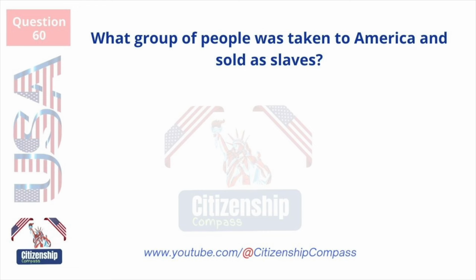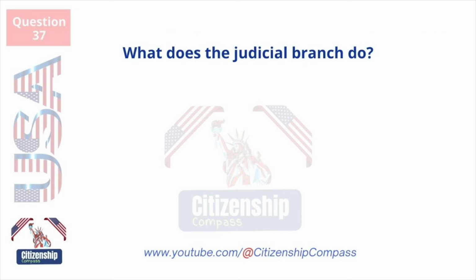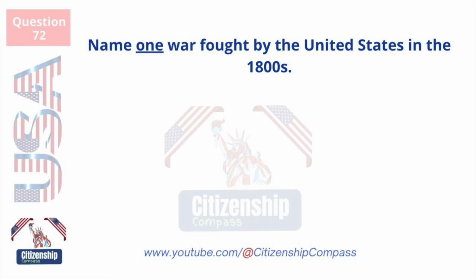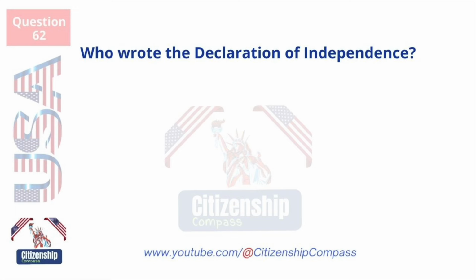What group of people was taken to America and sold as slaves? Africans. What does the judicial branch do? Reviews laws. Name one war fought by the United States in the 1800s. Civil War. Who wrote the Declaration of Independence? Thomas Jefferson.